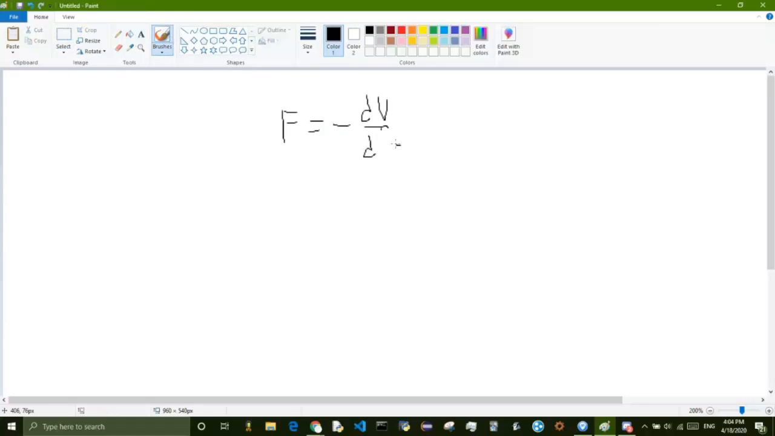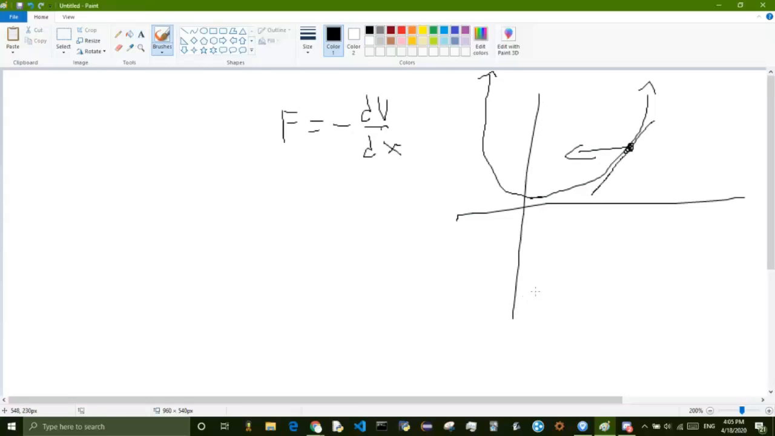dV dx. Let's say the potential energy is increased. Well, nature wants to minimize potential energy. So the force is simply proportional to how much potential energy you have and directed along the opposite direction. So you can kind of see where this comes from. This is also where terms like potential well come in. So force is, again, the derivative of the potential energy function in space.